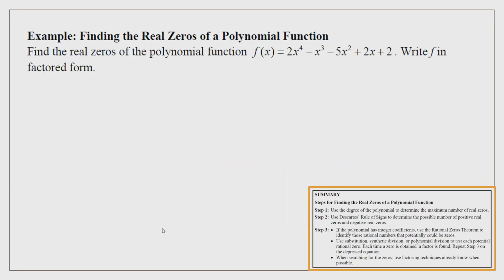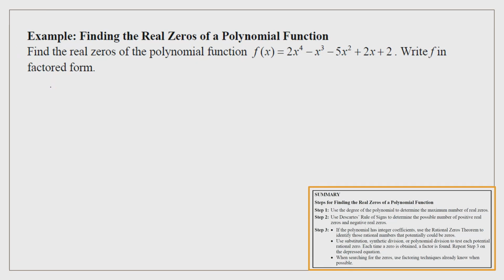All right, so let's now solve this problem. Please note that we don't have the steps here as we did in the last problem, but I have the summary here at the bottom to help us through the process. So for our function, we have 2x to the fourth minus x cubed minus 5x squared plus 2x plus 2. Okay? So right off the bat, I know that this is a polynomial of degree 4.